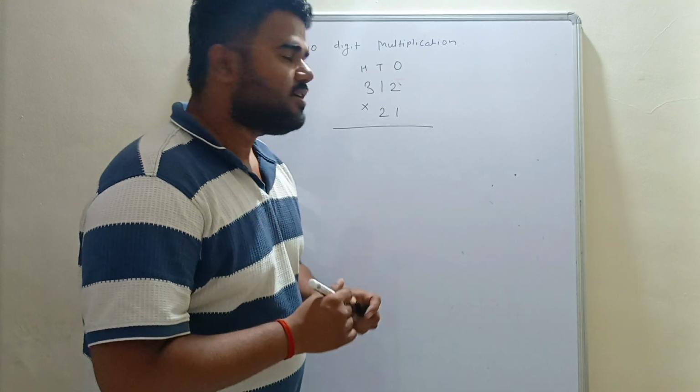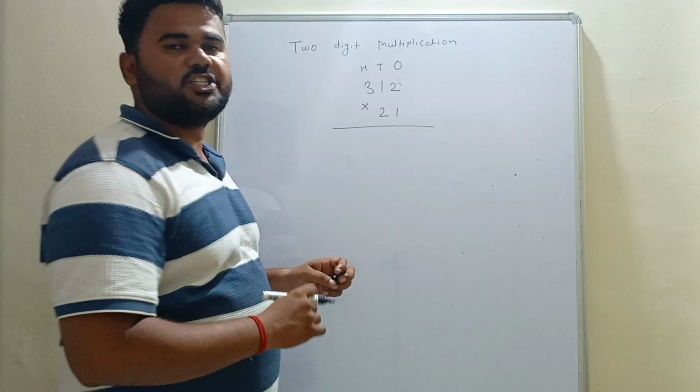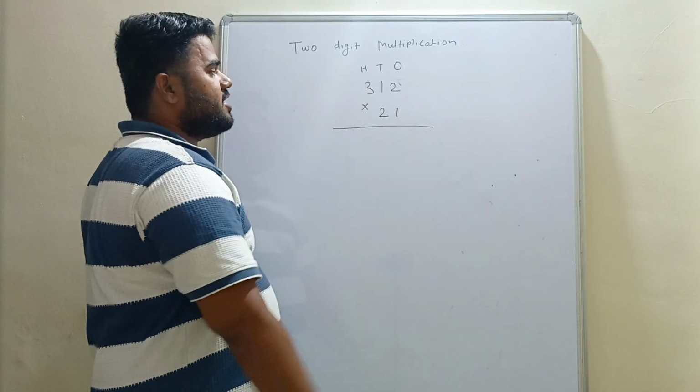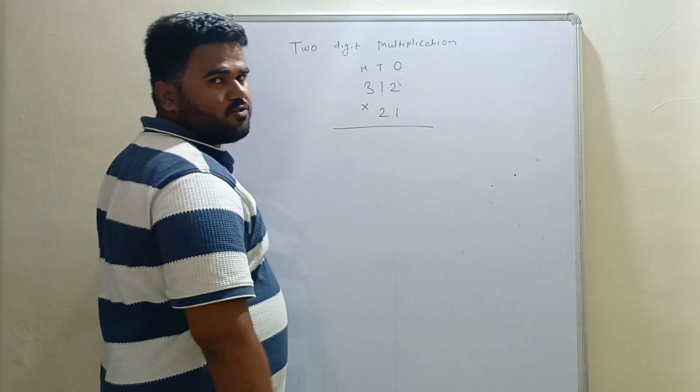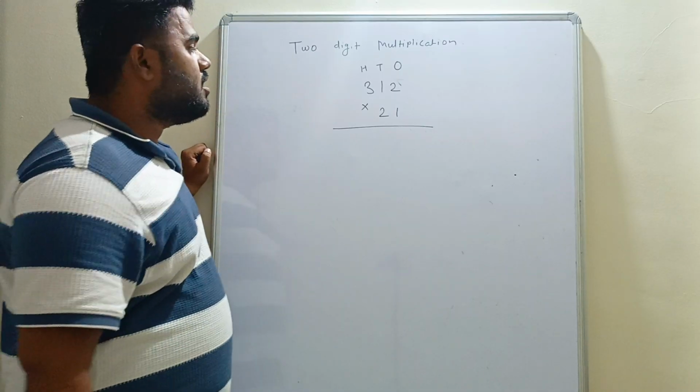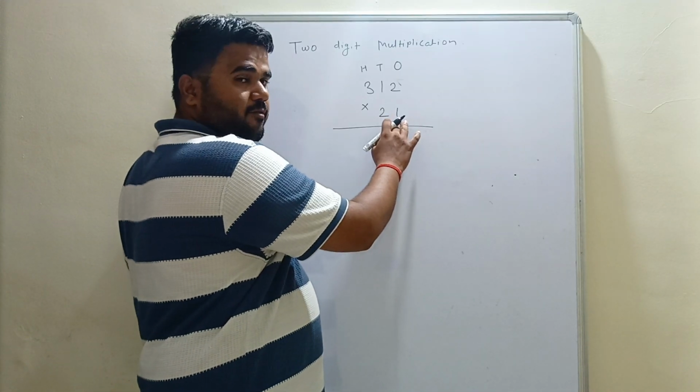Hello. Today we will perform two-digit multiplication. Here the first number is 312, the second number is 21. We will multiply 21 with 312. First of all, we multiply by 1.